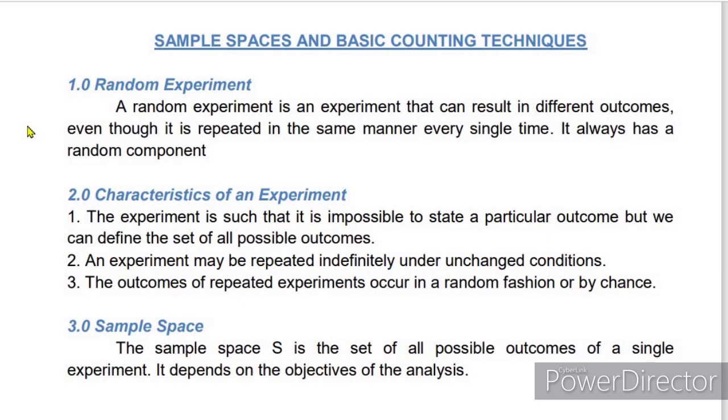So number two, an experiment may be repeated indefinitely under unchanged conditions. So we can repeat the experiment by our own decision. So it depends on us, indefinitely, with an unchanged condition. So number three, the outcomes of repeated experiments occur in a random fashion or by chance. That's why it is called a random experiment.